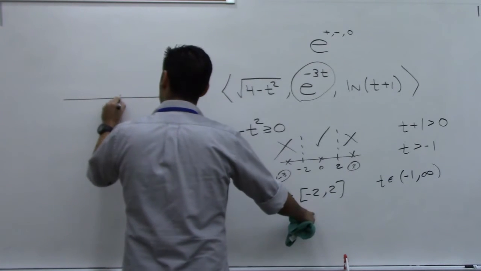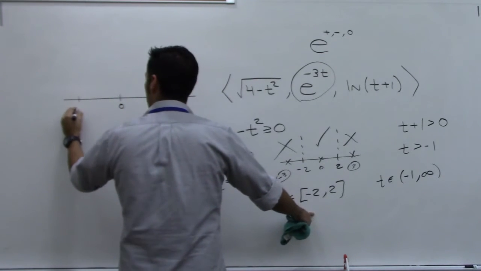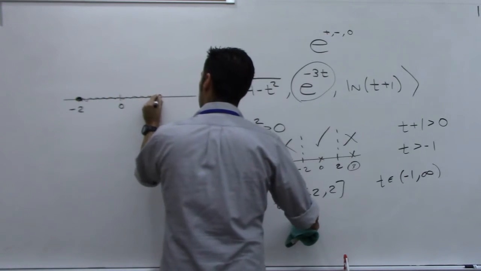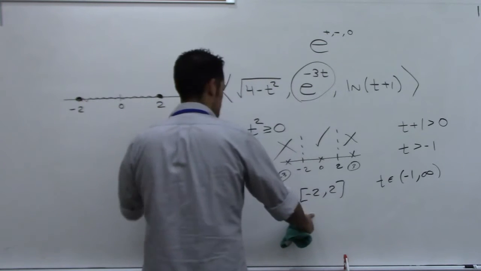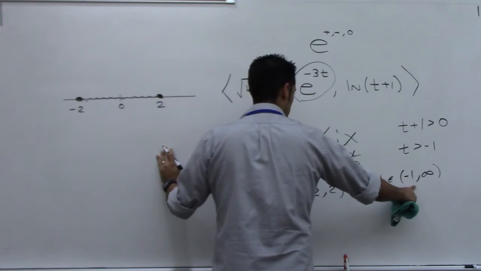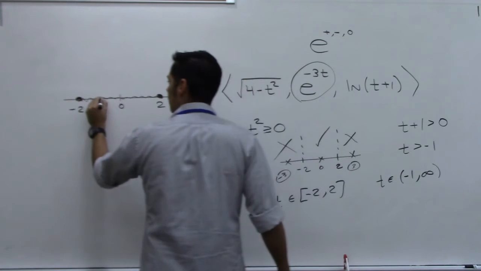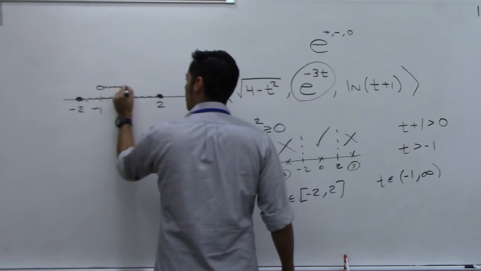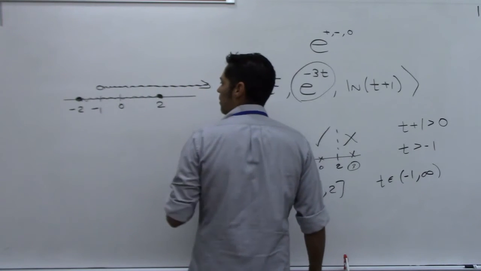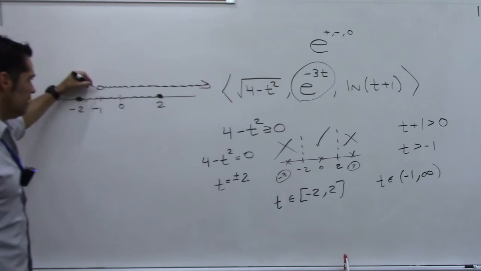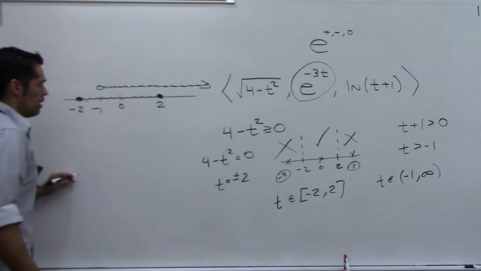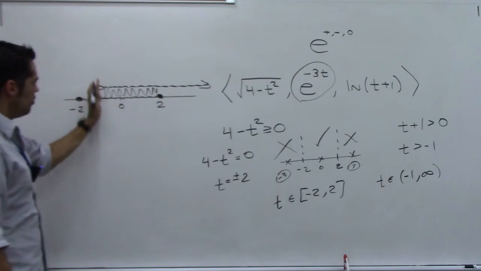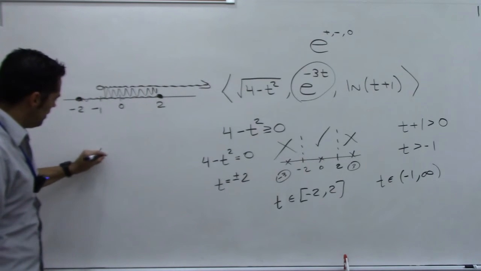The first one says that I have to be between negative 2 and 2, including the endpoints. This one says I must be strictly greater than negative 1. So negative 1 is here. I have to be greater than negative 1, so out there like that. And I cannot be negative 1. So it's wherever these two sets overlap, which would be this region in here. And I would not want to include negative 1.